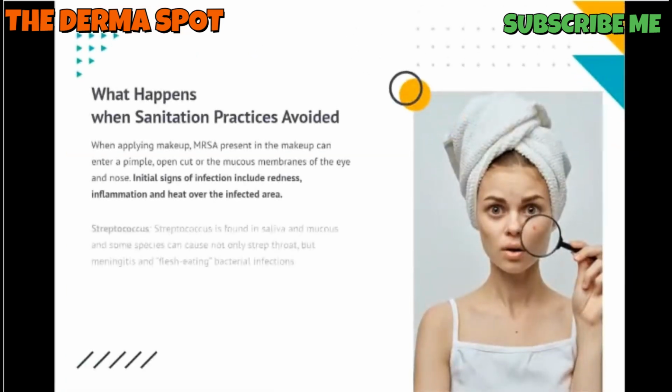When applying makeup, MRSA present in the makeup can enter a pimple, open cut or the mucous membranes of the eye and nose. Initial signs of infection include redness, inflammation and heat over the infected area. Streptococcus. Streptococcus is found in saliva and mucus, and some species can cause not only strep throat, but meningitis and flesh-eating bacterial infections. It can contaminate your makeup via your fingers.